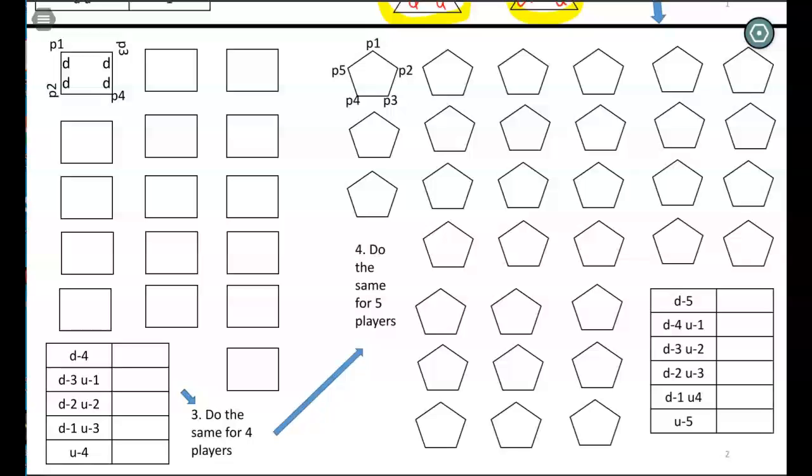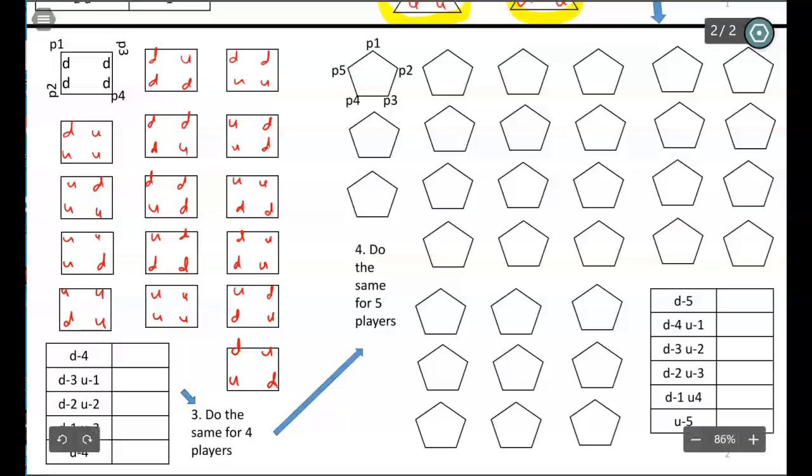Maybe you could follow this list right here: D4, D3 U1, etc. Okay, so I'm going to do it, and I'm going to pause the video. You go ahead and you do it. You pause this video, and then after you're done with the 4-player scenarios, come back and check your answer.